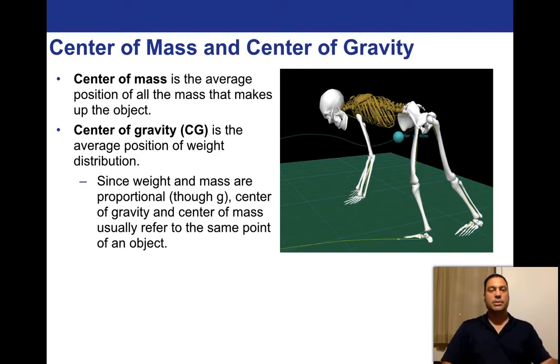Let's come back to this. So the center of mass is the average position of all the mass that makes up the object. Okay, so on that hoop, even though it's a nice circular hoop like so, it behaves as though it's a point mass right at the middle. Right, for all intents and purposes, it can behave that way. The center of gravity is the average position of weight distribution. Now, remember that weight and mass are proportional through g, and center of gravity and center of mass usually refer to the same point of an object as a consequence, right? If you know that they're proportional, that makes them interchangeable terms. So center of mass and the center of gravity, same thing.